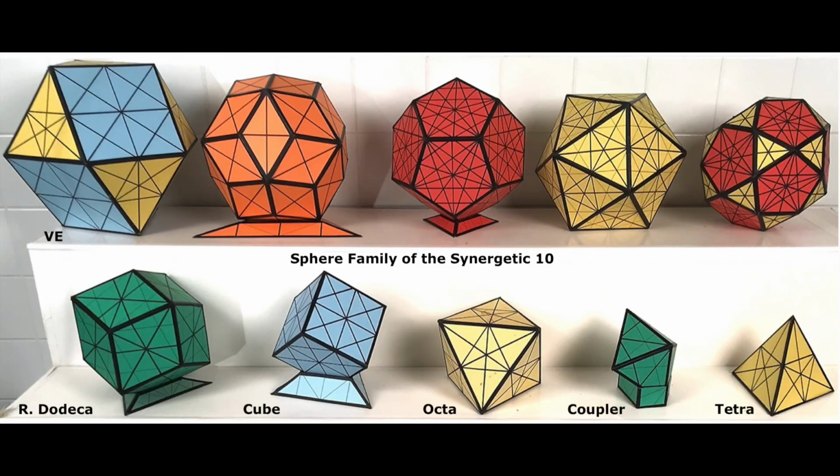This video is an exploration of the 6 all-space-filling systems of the sphere family in the synergetic tin. We will search for the core structural memories that make these building patterns possible. There are 3 that fill all space by themselves: the cube, the R-dodeca, and the coupler. The octa fills all of the space without gaps when paired with a tetra or a VE.